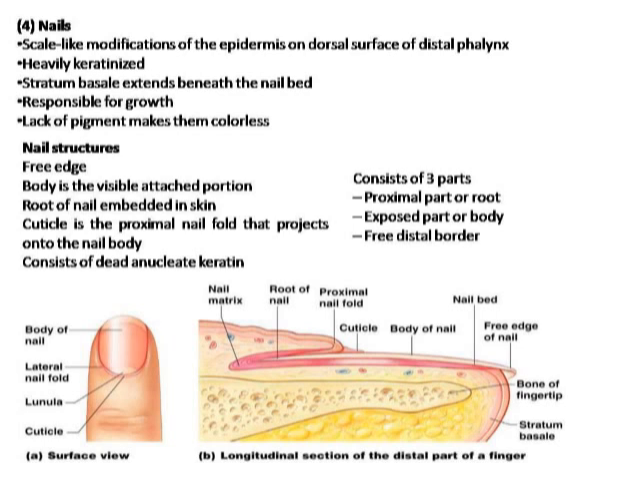The attached portion, then the root of nail embedded in the skin, that is this portion, and it consists of dead enucleated keratin. Okay, these are in short the associated structures of skin.